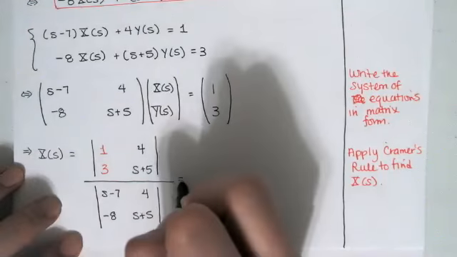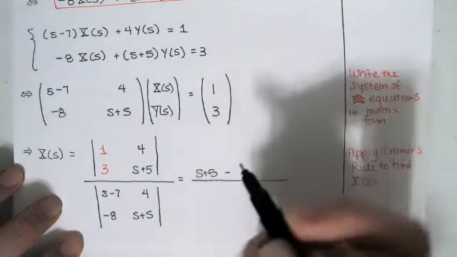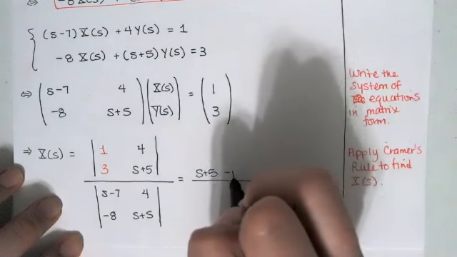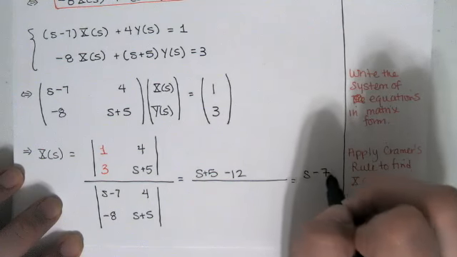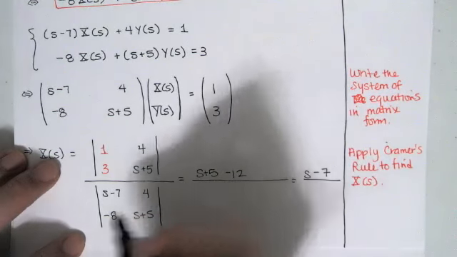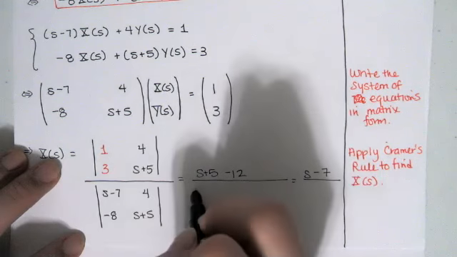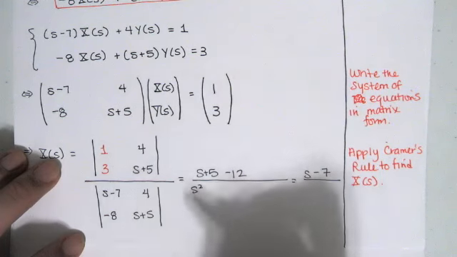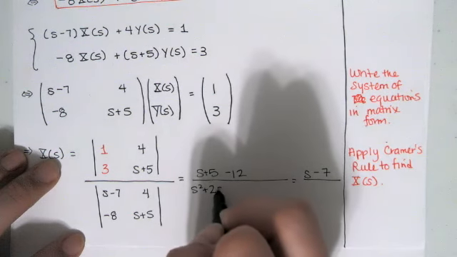So in the numerator, we have this. We have s plus 5 minus 3 times 4, which is 12, which simplifies to s minus 7. In the denominator, we have s minus 7 times s plus 5. So it's going to be first times first is s squared. Outer times outer is 5s. Inner times inner is negative 7s. So that's going to be negative 2s.